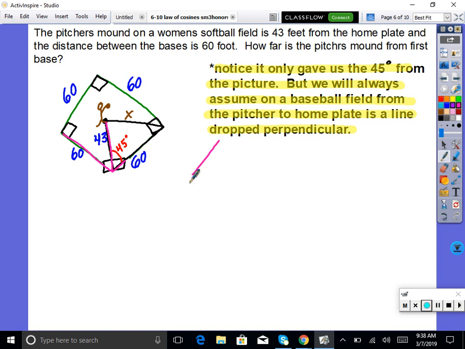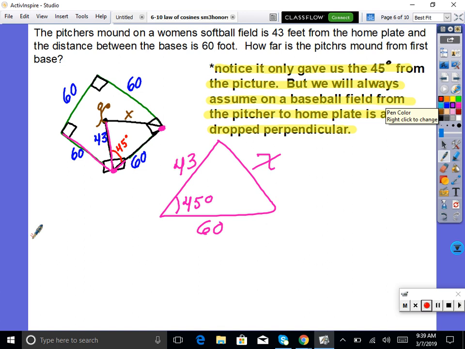So let's redraw what triangle we have now. We know from here to here we were told is 60, so 60. We know this is 45 degrees. And then we know from here to here was 43. Now it wants to know how long the pitcher's to first base is. So in this case we're given 2 sides and an angle where the angle's between the 2 sides. So this is a law of cosines one, isn't it?